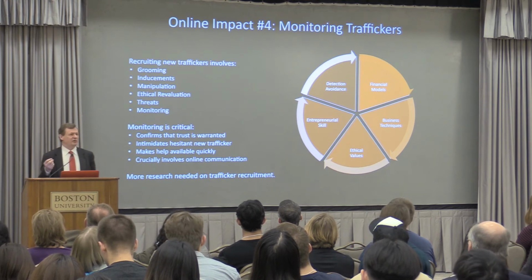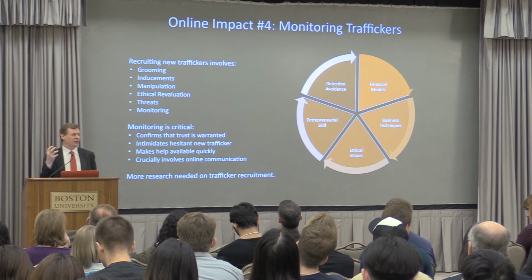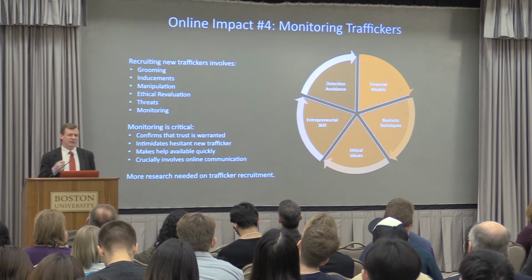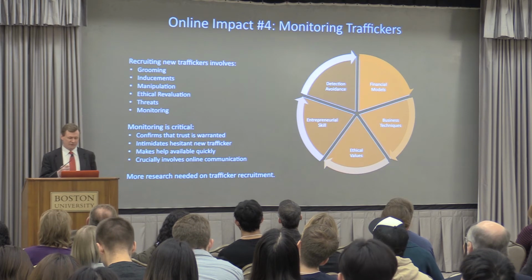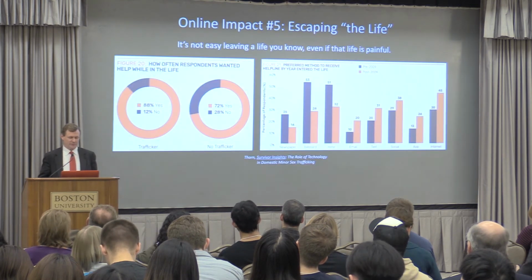These rationalizations are important. They're stories that traffickers tell themselves about why what they're doing is okay, why it's okay to call it a victimless crime, which is their normal way of thinking about it. A lot more research is needed on trafficker recruitment.